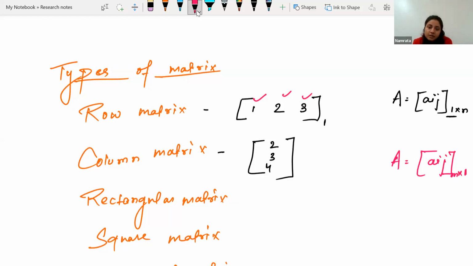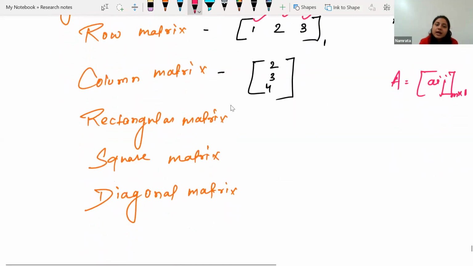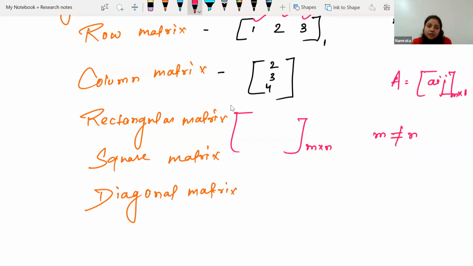Okay, so now rectangular matrix. Rectangle means we already know rectangle is having one length, one breadth. So here also rectangular matrix, if we are having a matrix here m cross n order, then m will not be equal to n. So it can be 3 into 2, it can be 2 into 3, it can be let's say 3 into 4, like that. Okay, for a square matrix, m will be equal to n.